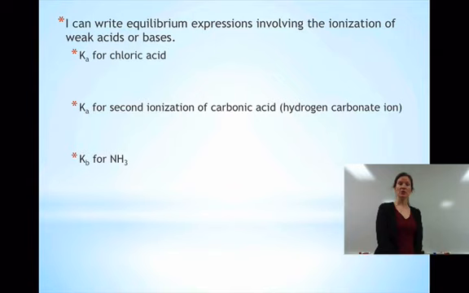In order to do equations for weak acids and weak bases, you need to be able to write equilibrium expressions so you can get K equals to plug in and solve for your unknown value. So here are 3 examples, writing a Ka for chloric acid, a Ka for the second ionization of carbonic acid, and a Kb. Let's run through each one.